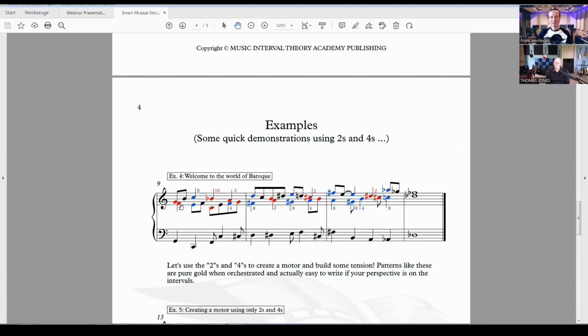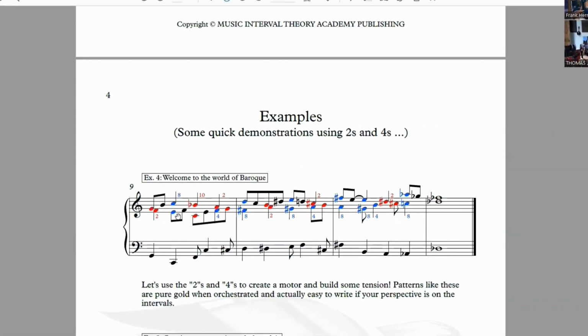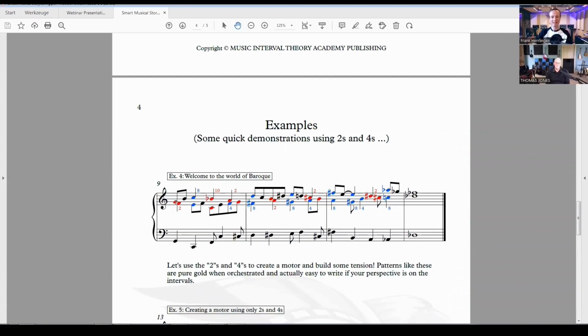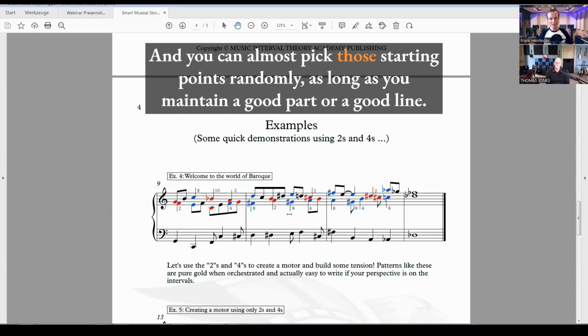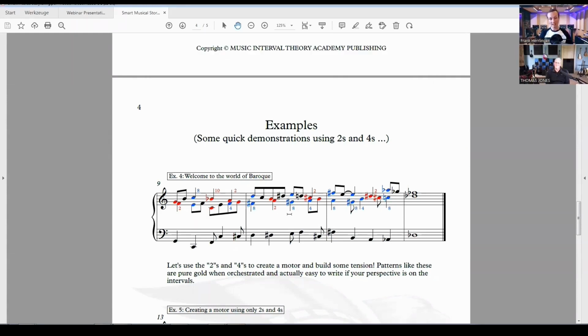So the question is, how do you write something like this? See what happens, 2 and its resolution. And this one right here is a 10 and its resolution. It's always marked in red, that is 2 or 10, and the resolution in 8 or 4. That is the correlation. And you can almost pick those starting points randomly, as long as you maintain a good part or a good line, which is usually a chromatic transition or a scale tone transition.